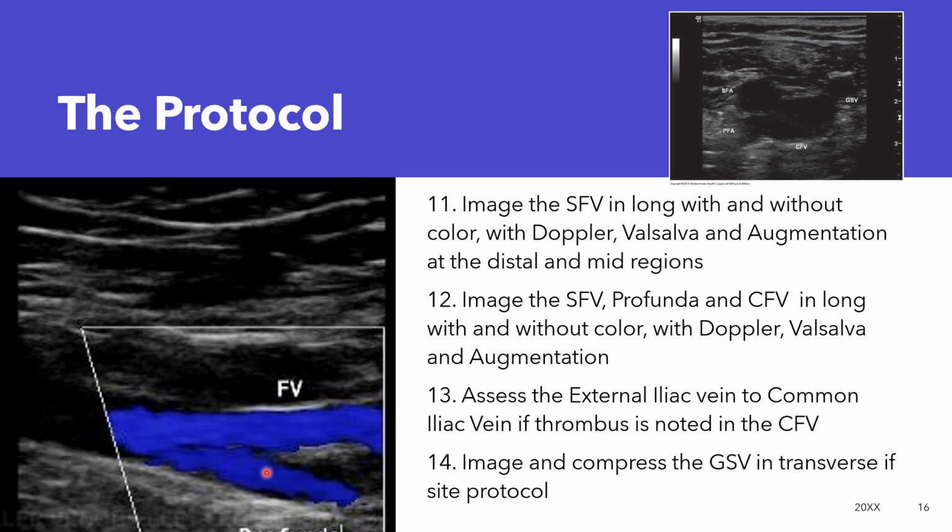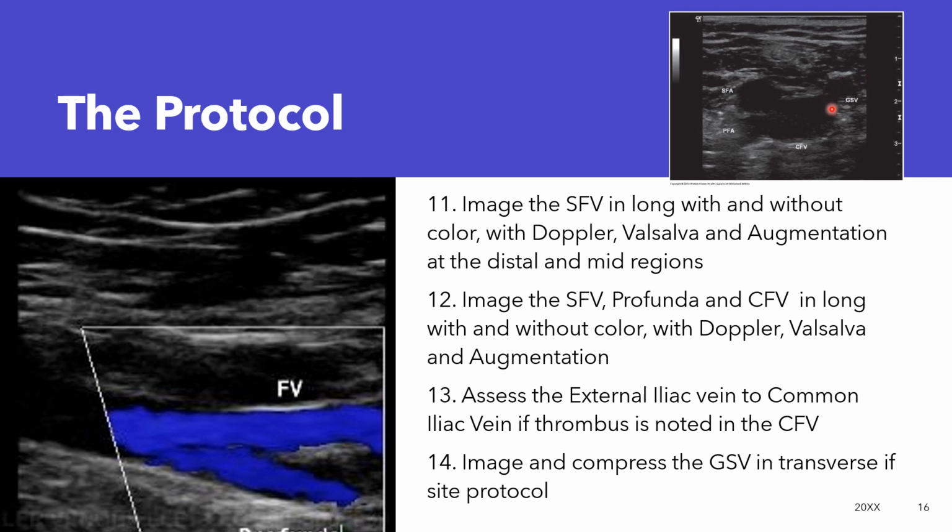Now, some protocols may ask that you also image and compress the greater saphenous vein in transverse. It starts out as a very small superficial vein right at the anterior ankle level, and it compresses very easily, so you can track it up the entire leg with compression, evaluating its patency. In this transverse image, this is the common femoral vein. Our profunda and our superficial femoral have just connected to create it, and this is the greater saphenous vein dumping into that.